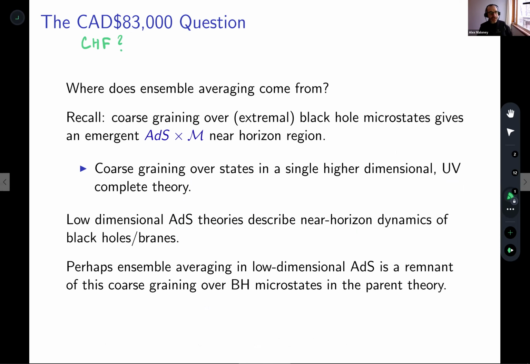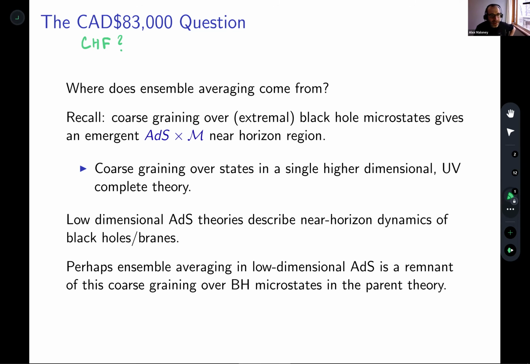15,000. Okay, what's the big question? Where does ensemble averaging come from? And if you ask me what I secretly believe, it is the following. When we talk about averaging in gravity, we could talk about ensemble averaging over a space of CFTs, but in fact, there's a much simpler and much more conventional averaging that we do, which is when we coarse grain over black hole microstates to get a geometry.